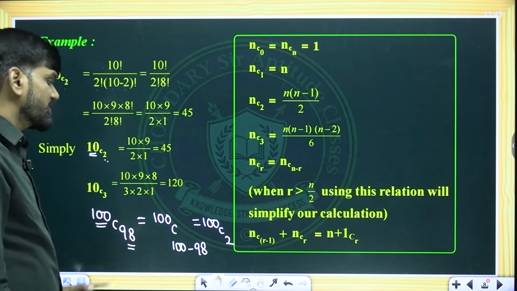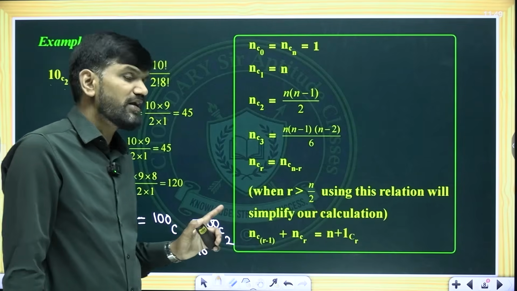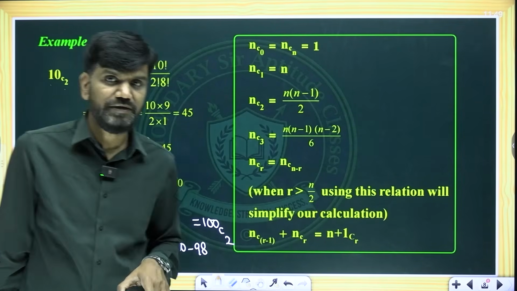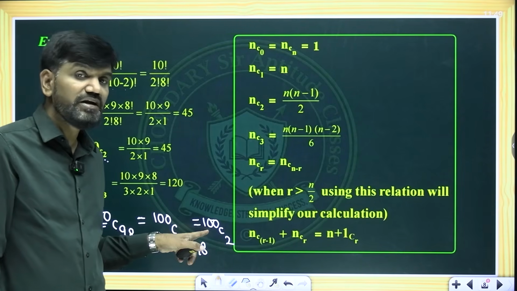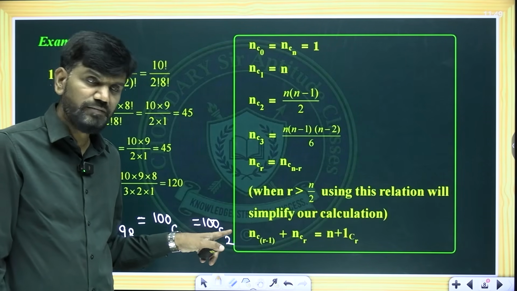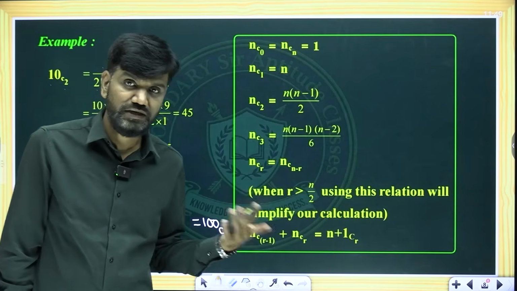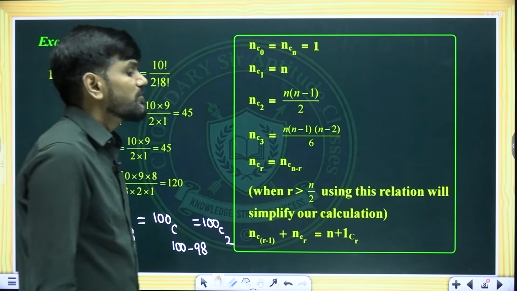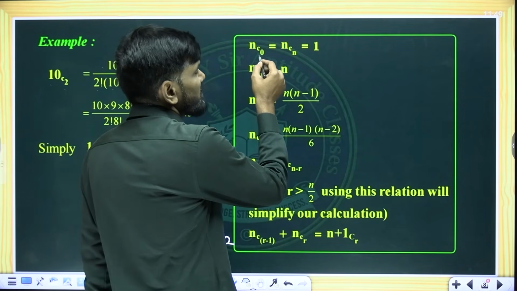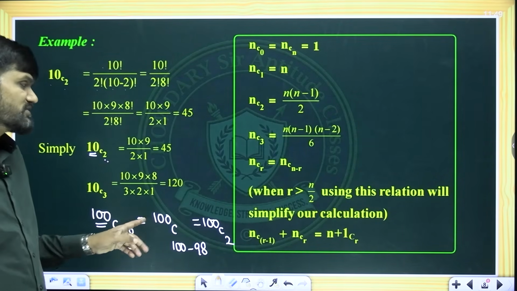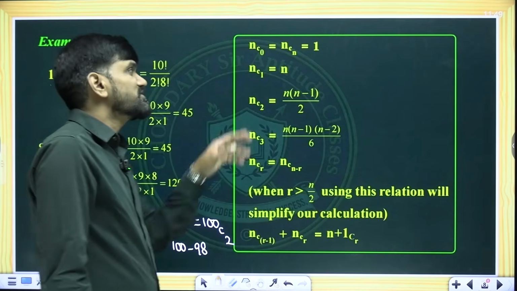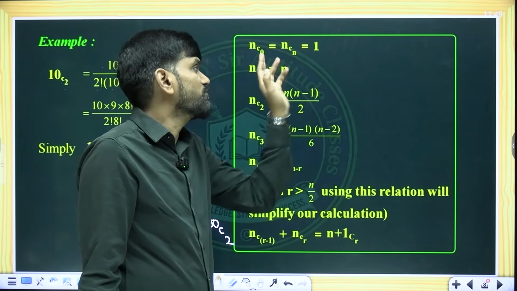So 100C98 can also be written as 100C2. Keep this in mind. Now it is easy to handle. 100C2 is nothing but start with 100, write 2 numbers, divided by start with 2, go up to 1. As simple as that. Now nC0 is nothing but 1. nC0 equals nCn. Based on this logic, nC0 and nCn will be equal. So nC0 and nCn both will be equal to 1.